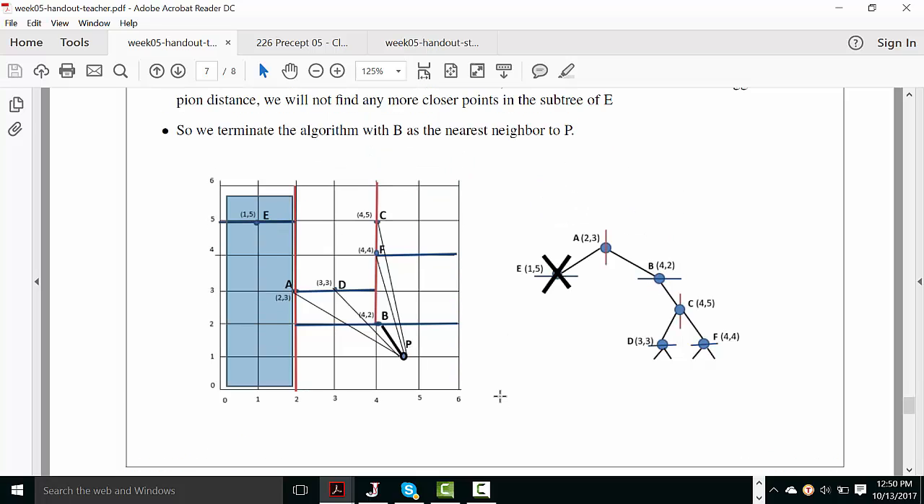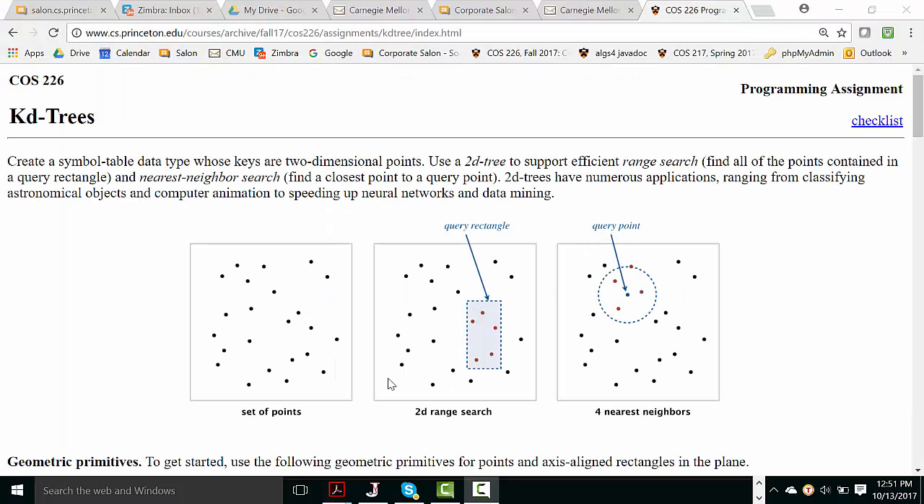So that's the nearest concept. Those are two things that you have to implement. Next, we will take a quick look at the assignment.